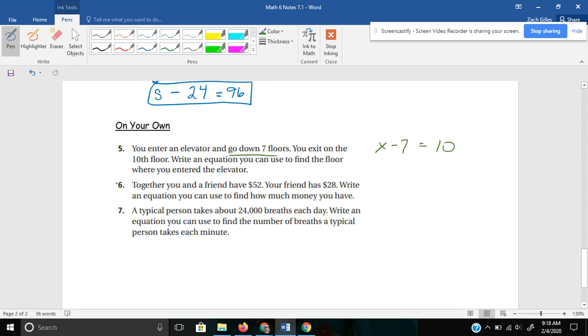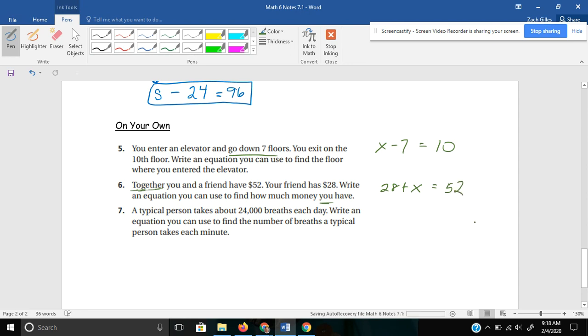Next one, together, it's kind of a keyword. You and a friend have $52. Your friend has 28. Write an equation you can use to find out how much you have. All right, so your friend has $28. Plus, we don't know how much money you have, so we'll call that X. Should equal the total that you have together, which is 52.